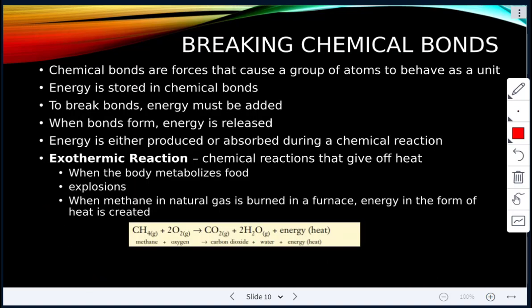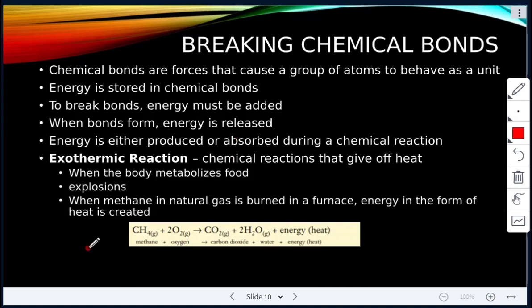All right, so next is breaking chemical bonds. So chemical bonds are forces that cause a group of atoms to behave as a unit, and energy is stored in those chemical bonds. So to break bonds, energy has to be added. When bonds form, energy is released. So energy is either produced or absorbed during a chemical reaction. So we talked about exothermic and endothermic a little bit when we were doing that Gizmos lab. So an exothermic reaction, this is a chemical reaction that gives off heat. So for example, when the body metabolizes food, or during explosions.